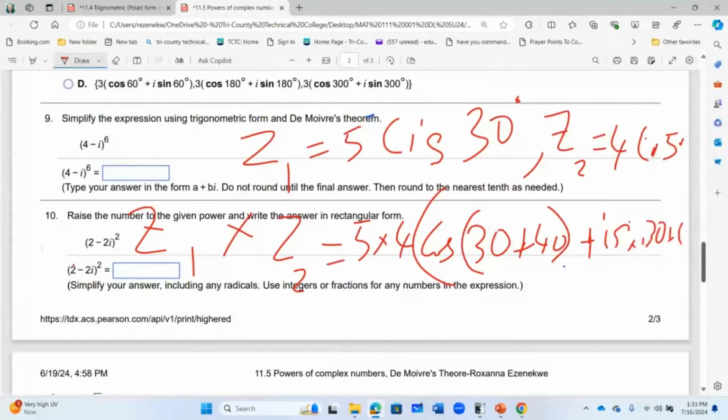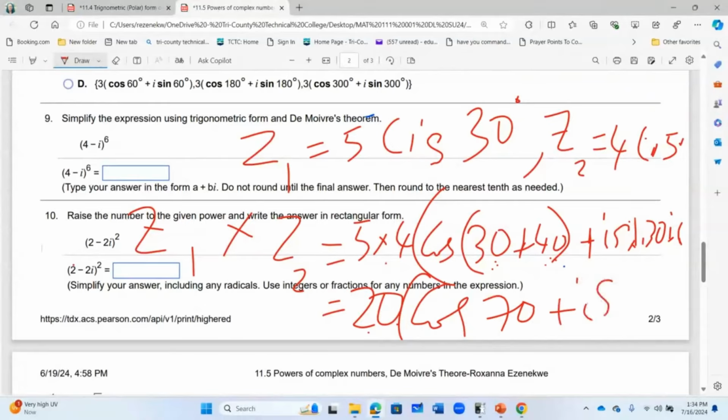So you rewrite 5 times 4 is 20. So the modulus of Z1 multiplied by the modulus of Z2, and then cosine of angle Z1 plus angle Z2. Remember, you're multiplying, so modulus multiplies modulus whenever you're multiplying, and angle plus angle. All right. So I have 20 cosine 75 degrees plus i sine 75 degrees. Okay.